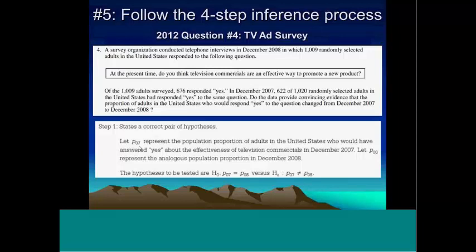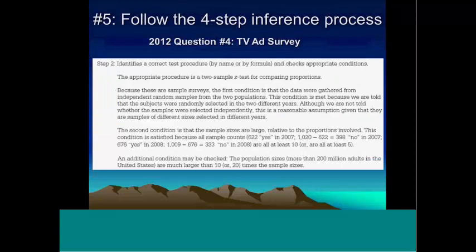Step two is to identify the procedure and check the conditions. So in this case, a two-sample z-test for comparing proportions, or what the calculator calls a two-prop z-test. And yes, it's okay to call it that. And the conditions are, first of all, we need independent random samples. You can see that combine those two pieces, independent random samples. This condition is met because we're told that the subjects were randomly selected in the 2 different years.